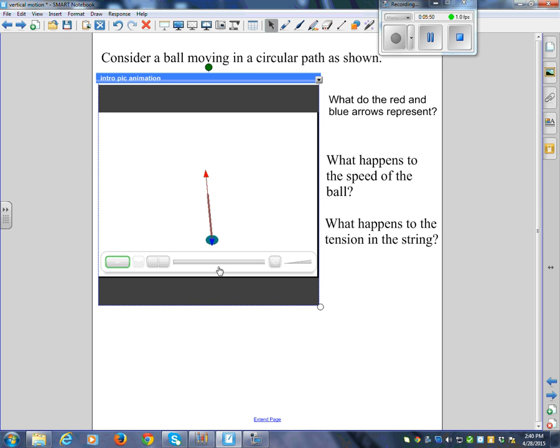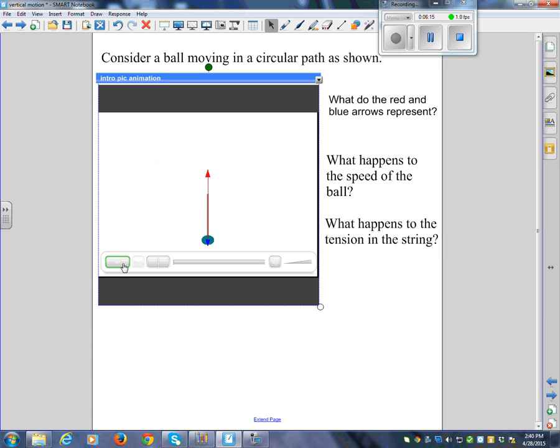What does the blue arrow represent? What do you think? Gravity. And it's always down, and it's always relatively small, and in fact stays the same, right? Because it's always down, it's always 9.8. Okay, so what happens to the speed of the ball? At the top, it slows down, and then it speeds up on the bottom, right?